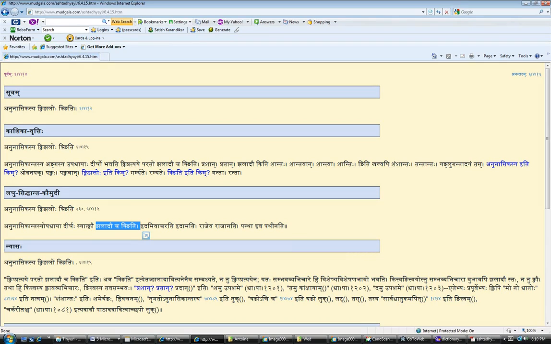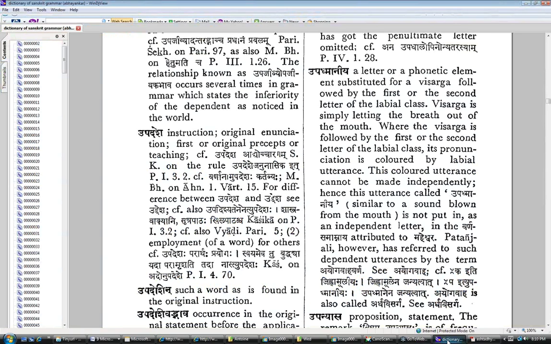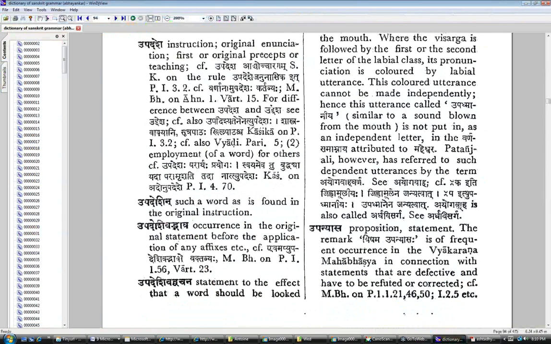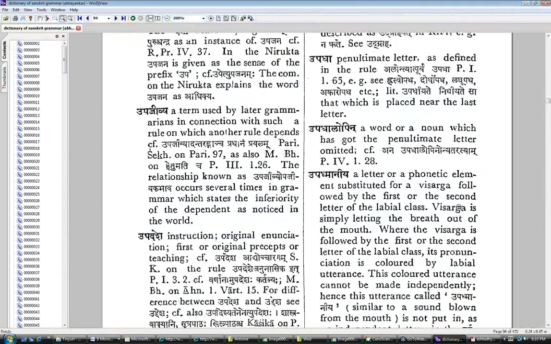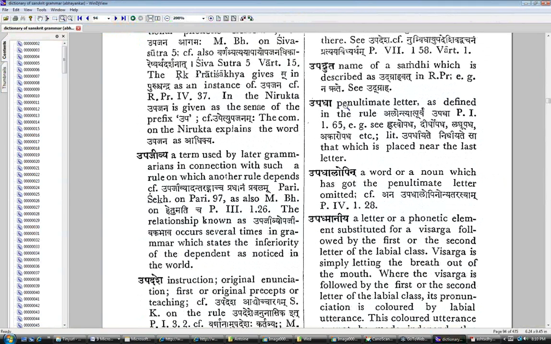Upadha is the penultimate letter. So upadha is also a technical term. You can look up all these terms in the dictionary. Let's take the word upadha. In fact, look at this, we are on the right page. Can you believe that? I just opened the dictionary on the right page. Anyway, upadha is here. Penultimate letter, upadha. So don't be scared of these terms. You can look them all up in this dictionary. It gives you the sutra number.